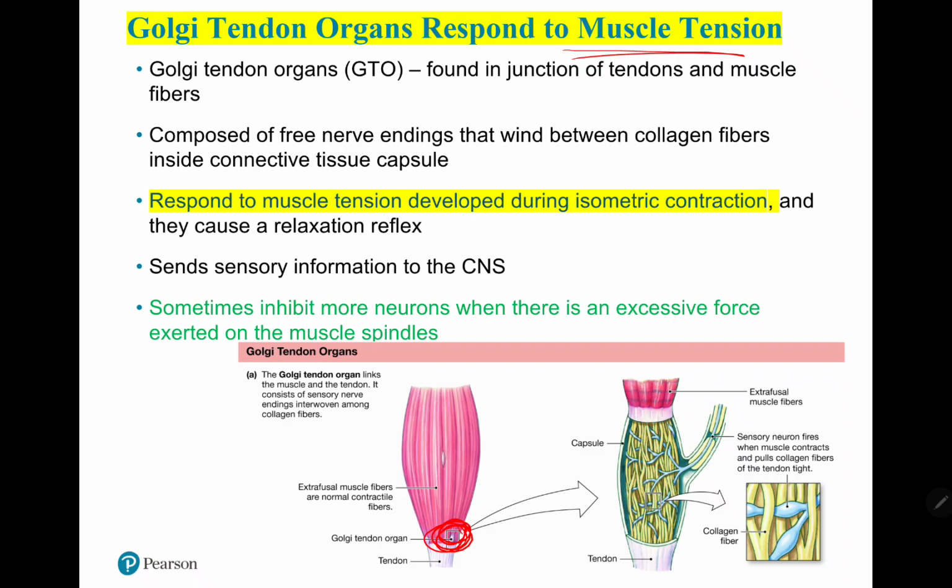They're going to be composed of free nerve endings that wind between the collagen fibers inside the connective tissue capsule. Again, they're going to respond to muscle tension developed during isometric contraction, and they're going to cause a relaxation reflex. Sometimes they'll inhibit more neurons when there's an excessive force exerted on the muscle. Again, responding to muscle tension.